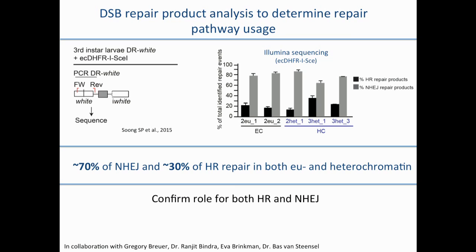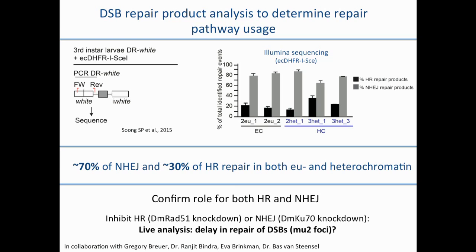So to confirm this role for both HR and non-homologous end joining in heterochromatin, we wanted to inhibit HR by knocking down RAD51 or inhibit non-homologous end joining by knocking down Ku70. And the analysis that we did is we did live analysis. Can we see a delay in the repair of double-strand breaks by looking at mu2 foci? So again, we use our live system with the 2 fluorescent proteins.